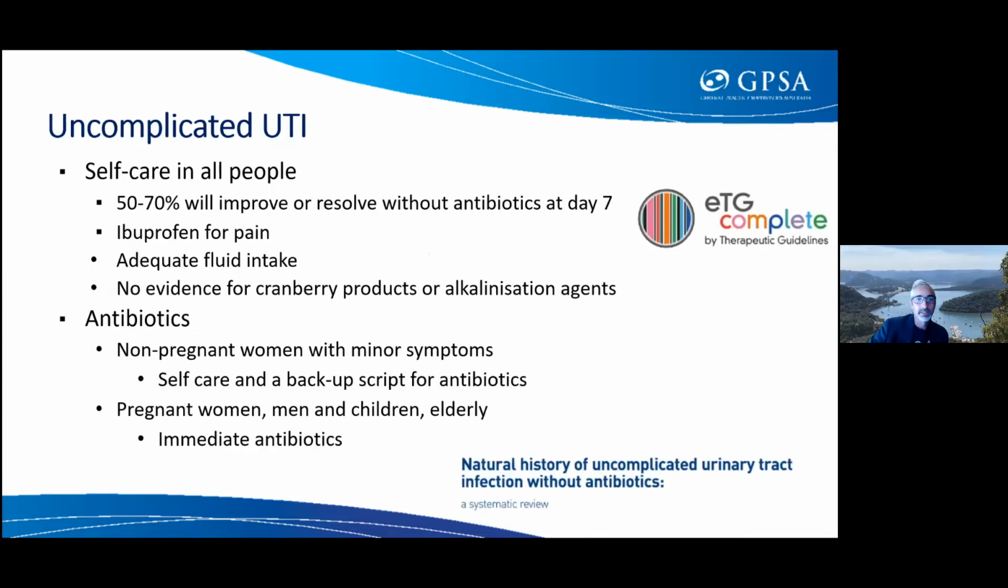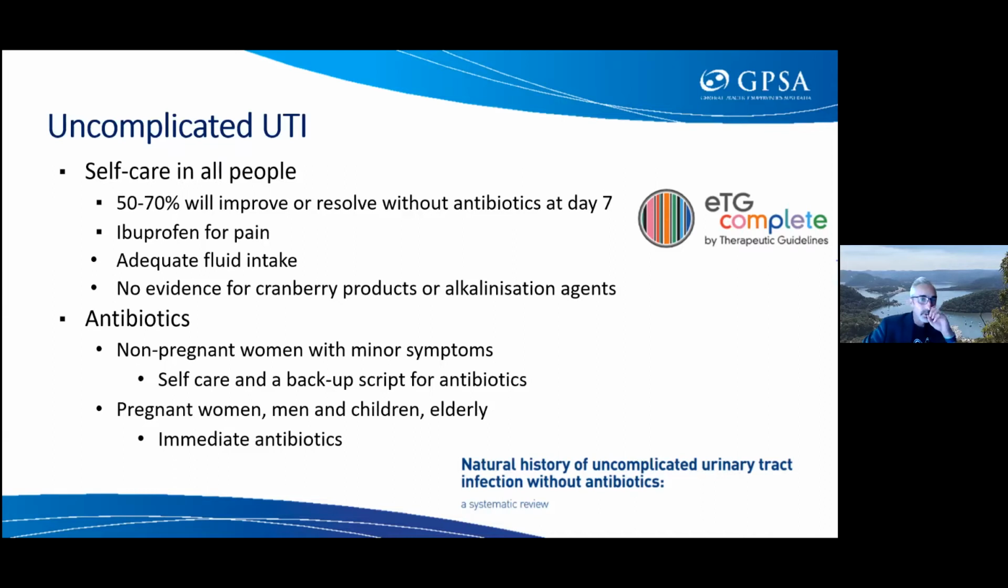So just a bit of background about uncomplicated UTIs. As I just mentioned, between 50 and 70% of these will resolve without antibiotics after 7 days. And those data come from randomized controlled trials as well as natural history experiments, and I'll touch on a couple of RCTs in a minute. Ibuprofen is fairly effective for the pain associated with these UTIs. Drinking adequate fluid is really important and evidence-based. However, cranberry products, that there's been a lot of research on, if you put it all together, it really doesn't seem to have a consistent beneficial effect. It can, in some patients, improve their symptoms, but it doesn't make the infection get better faster.